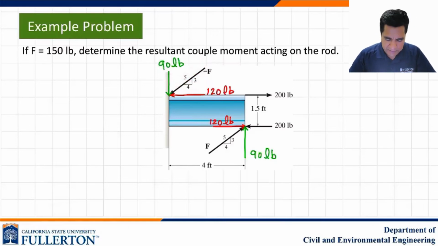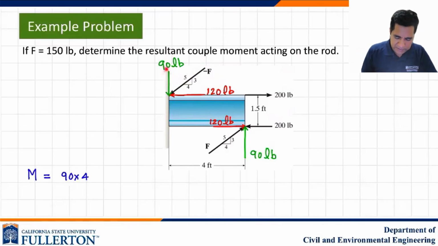Now what we have is a couple of forces, 90 and 90. Then we have 120 and 120, 200 and 200. And these are the only forces that are acting on the system. We have no other force. So the resulting couple moment would be due to these three couples.